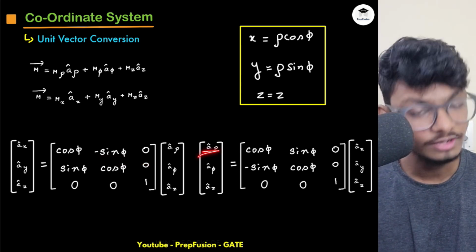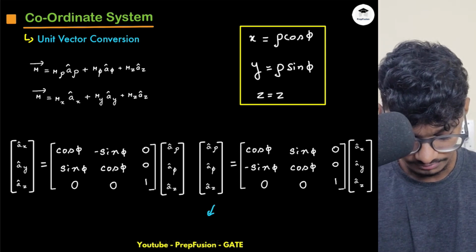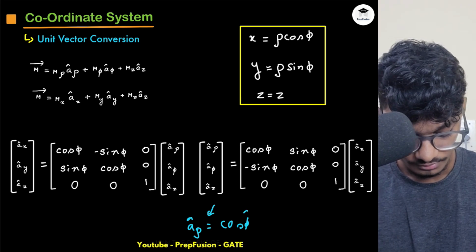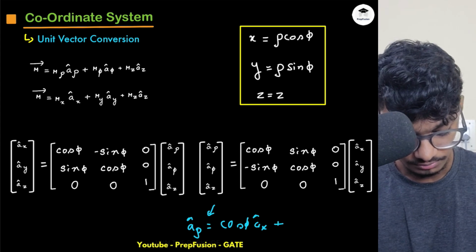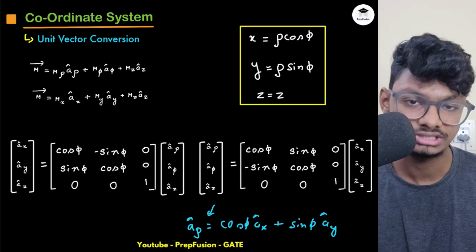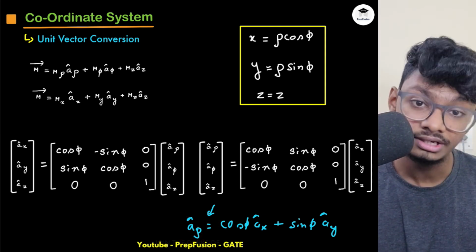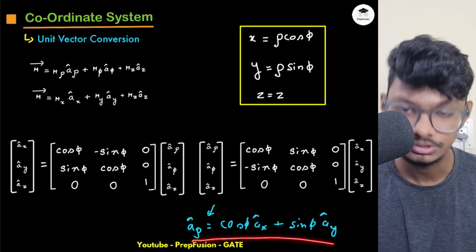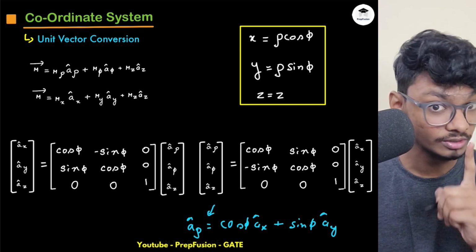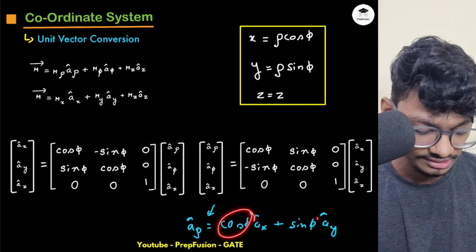Now what is my A rho cap actually? My A rho cap equals cos phi Ax cap plus sin phi Ay cap. Now why am I giving this emphasis? I told you previously that the information about phi is already hidden in the unit vector A rho cap. You can straightforwardly observe here that the information about phi is already hidden in this unit vector A rho cap. So that's why I mentioned that while writing the position vector, I don't need the A phi cap. I already have the information of phi.